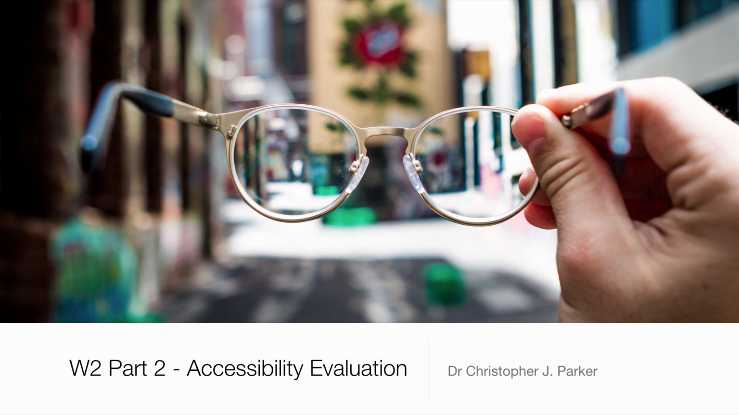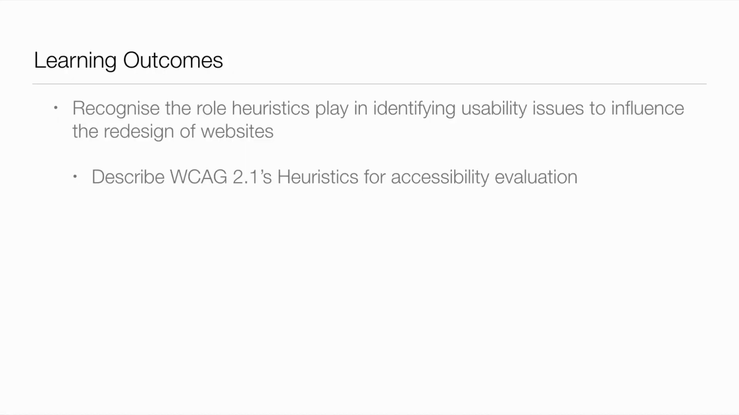So what we're talking about with accessibility, we're looking at recognizing the role heuristics play in identifying usability issues to influence the redesign of websites. But in particular, we're looking at WCAG 2.1's heuristics for accessibility evaluation. Now, if you don't know what that is, do not worry, we will be covering that in detail, so you will know everything you need to know.